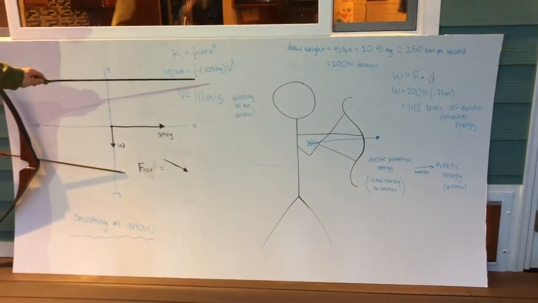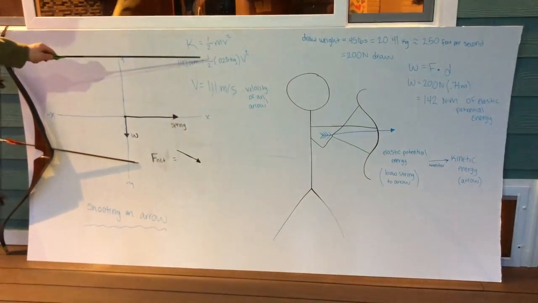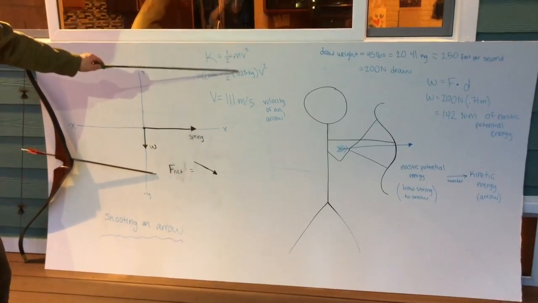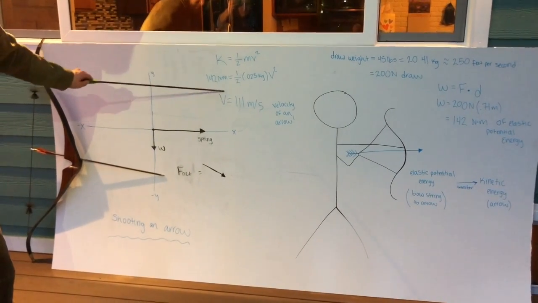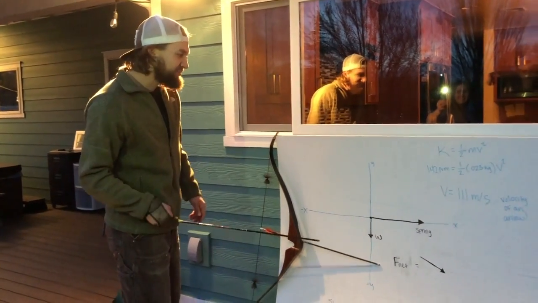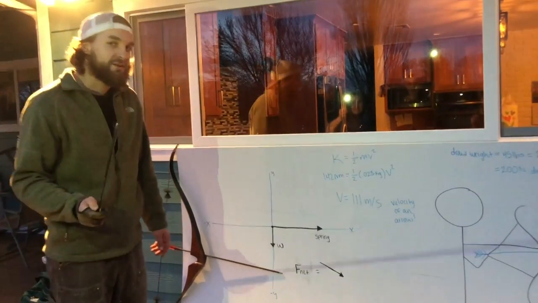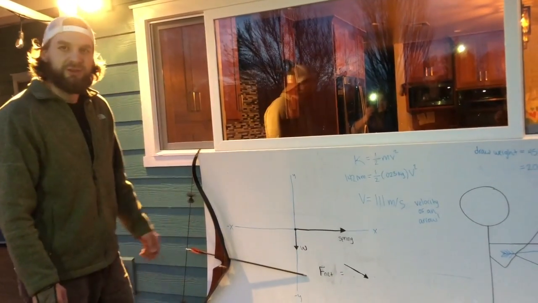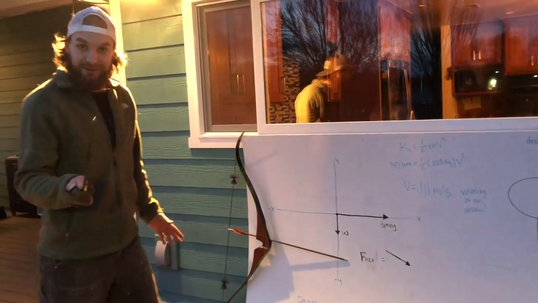So then we knew that the 200 newtons times 0.71 was 142 newton meters or joules. And then we equated that to the kinetic energy final. And so it was 142 equal to 1/2 mv². And we got velocity is 111 meters a second, which is reasonable because the feet per second out of this is roughly 330 feet per second. So quick math, 3 times 111 is 333. We're about there. So we shot the arrow, and it did kill.